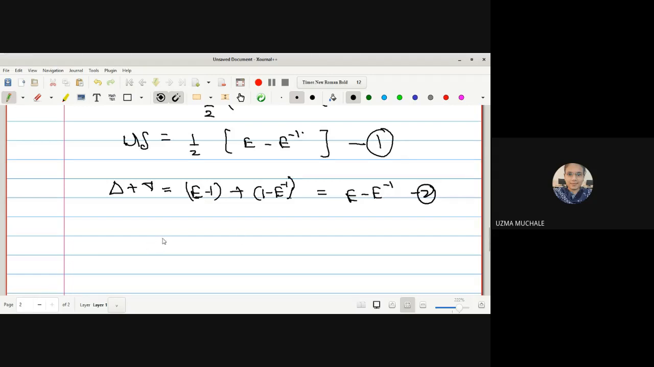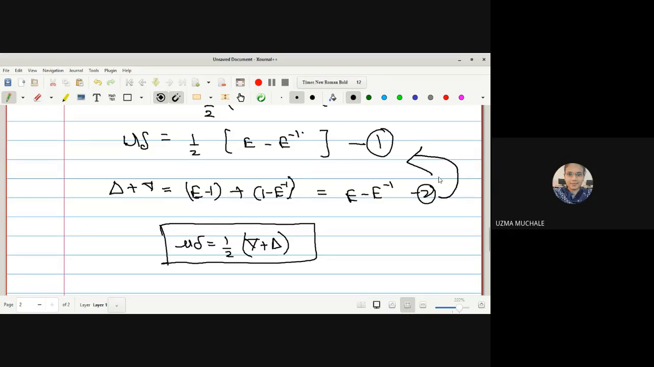Now using equation 2 in 1, we get mu into delta is equal to 1 by 2. The value of this term is nothing but forward plus backward. Hence we have found the relation between the averaging operator, central difference, backward and forward. Simply you have to say using 2 in 1.